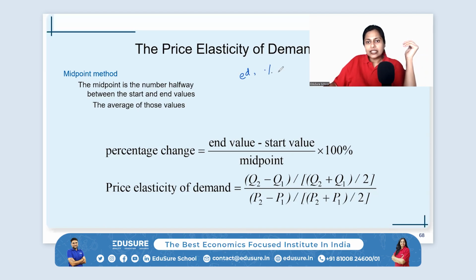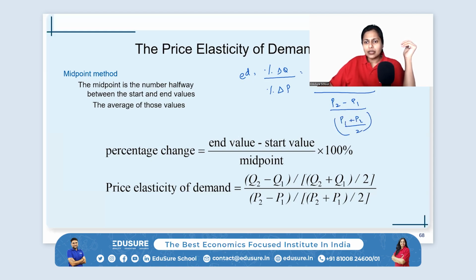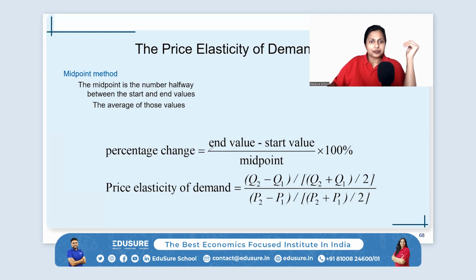So when we do the percentage change in quantity upon the percentage change in price, percentage change in quantity is Q2 minus Q1. Instead of Q1, earlier we used to write it as Q1. Now we don't write it as Q1. We write it as Q1 plus Q2 by 2. And my percentage change in price is P2 minus P1 upon P1 plus P2 by 2, into 100. This is the midpoint formula of calculating elasticity between any 2 points.